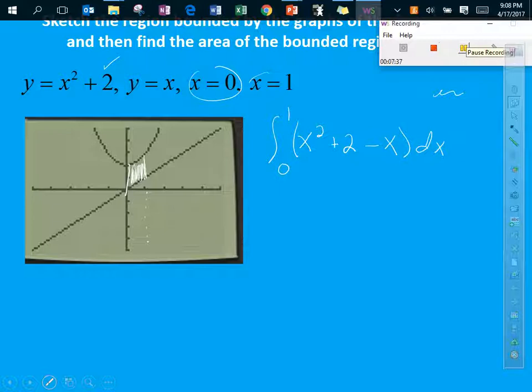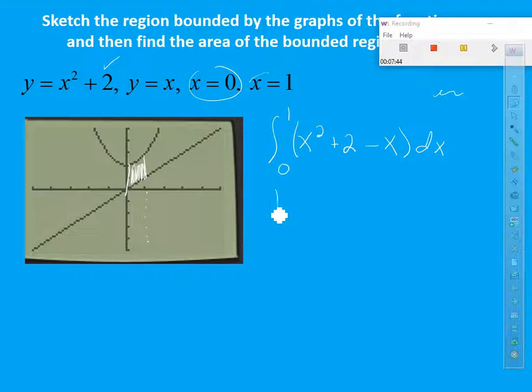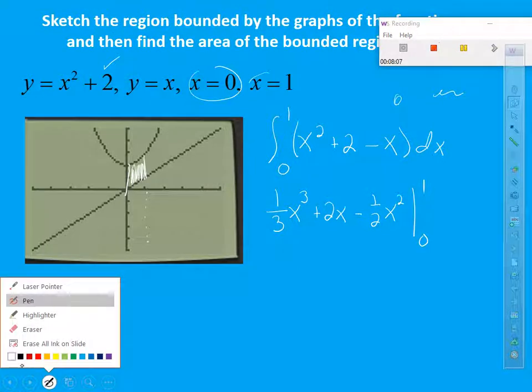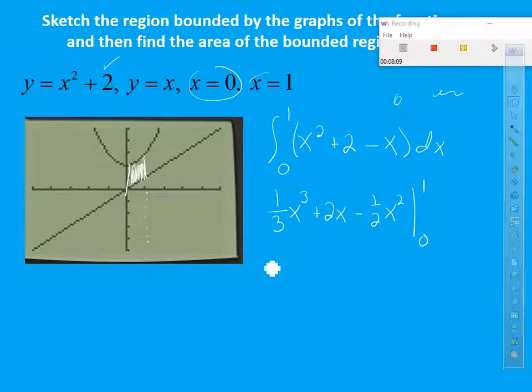So now, guys, from here, let's just find this antiderivative. So it looks like I'm going to have 1/3 x cubed plus 2x minus 1/2 x squared. And we're going to evaluate that from 0 to 1. So now let's go ahead and run the numbers through. Let me get some ink again. Looks like that went away. So let's run 1 through there.